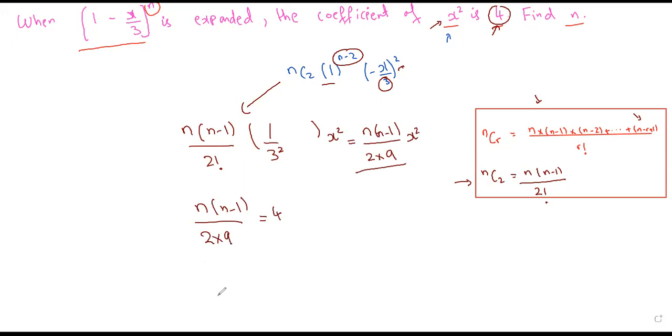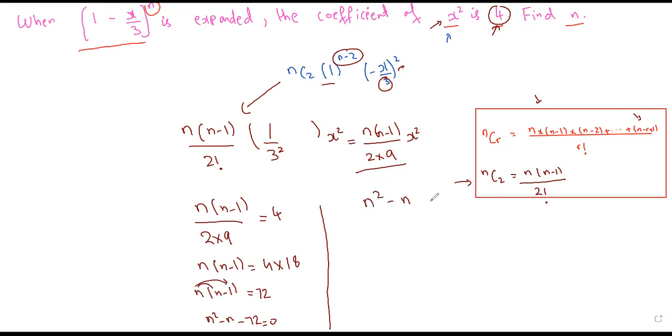Now I'll just make n the subject, and that is going to give me n into n minus 1 equals 4 into 2 into 9, which is 18. And finally, I have n into n minus 1 equals 72. Now I'll just open this, n square minus n minus 72 equals 0. Think about two numbers such that when you multiply them, you get 72, and when you add them, you get minus 1, right? So we need to do middle term breaking.